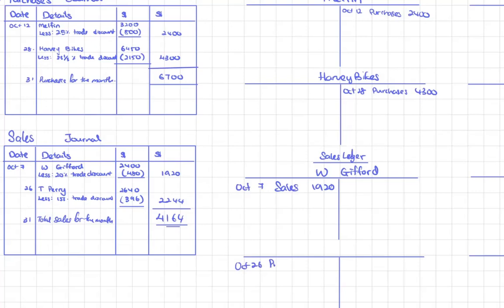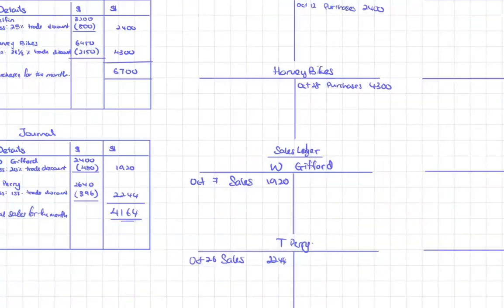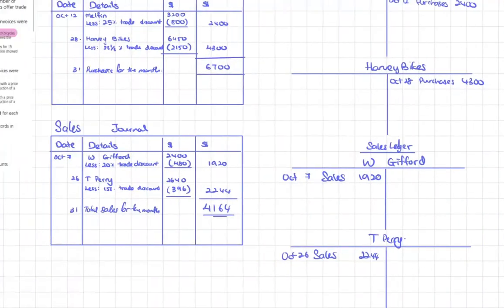October 26, sales 2,244. So this is T. Perry. Okay, now we've finished this. We're going to go to our nominal ledger. In our nominal ledger will be all the other accounts. In our general ledger will be all the other accounts that are not a person's name, not a person that owes money or that we owe money to, or a business's name. The sales and purchases will be here. All your assets and liabilities will be here as well. Those without an identification or a name.